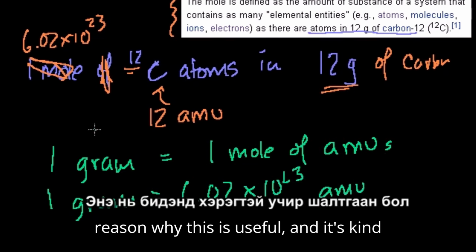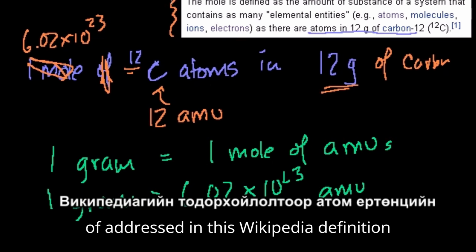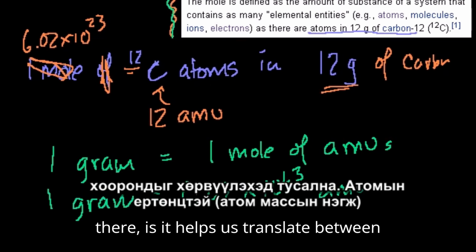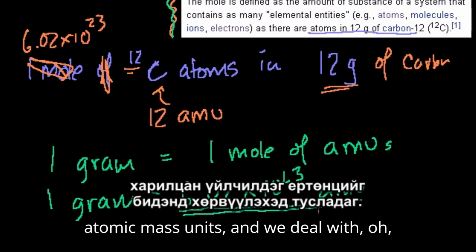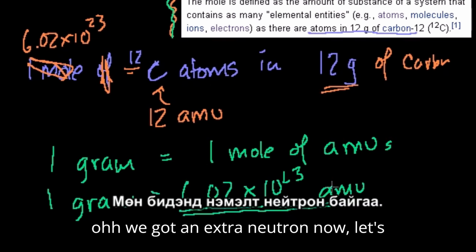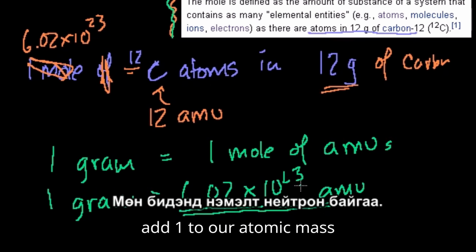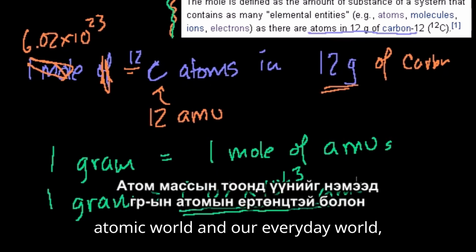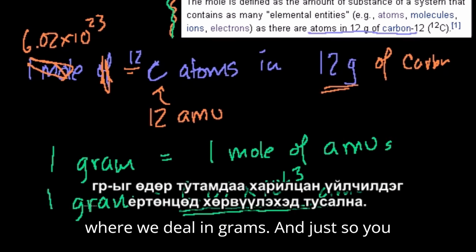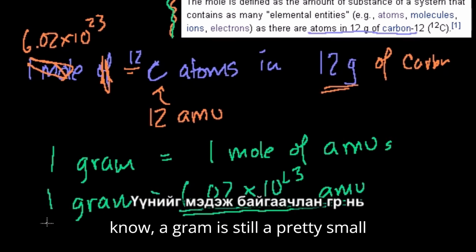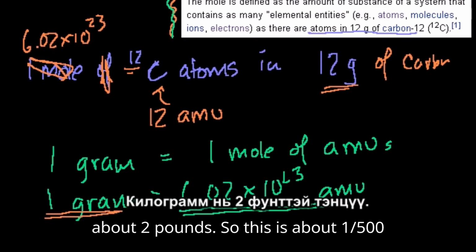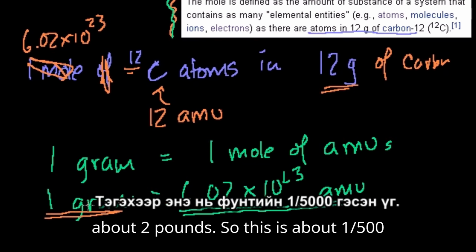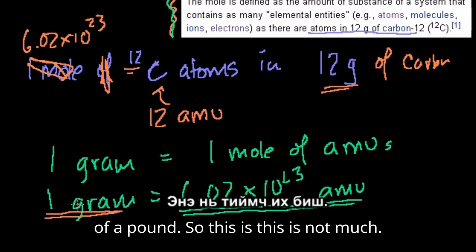And the reason why this is useful, and it's kind of addressed in this Wikipedia definition, is it helps us translate between the atomic world, where we deal with atomic mass units, and our everyday world, where we deal in grams. And just so you know, a gram is still a pretty small amount of mass. It's 1/1000th of a kilogram. A kilogram's about 2 pounds. So this is about 1/500th of a pound. So this is not much.